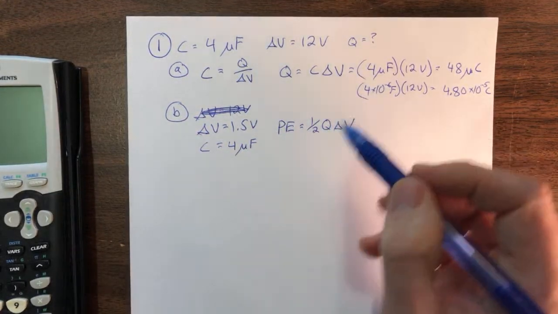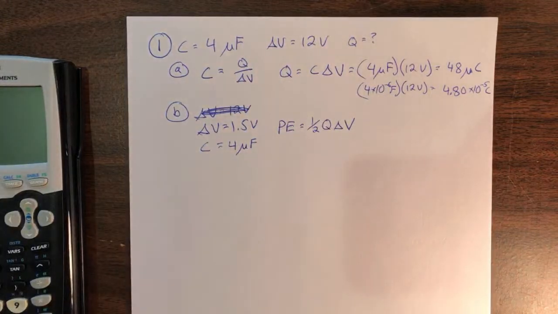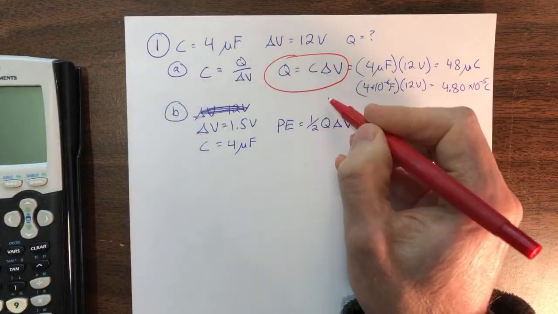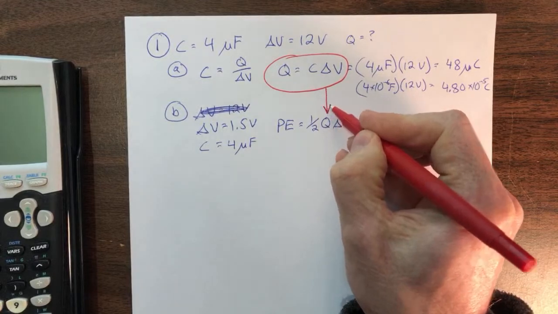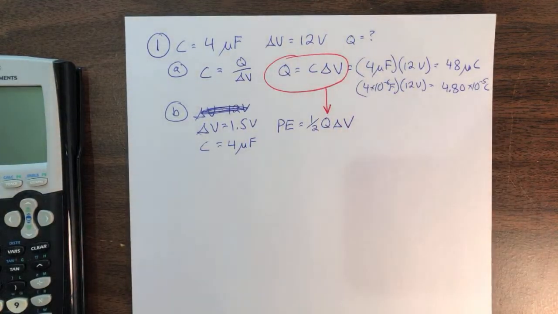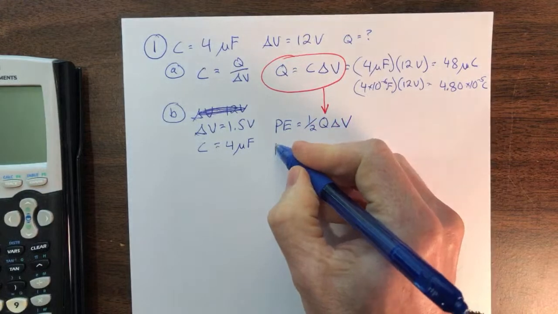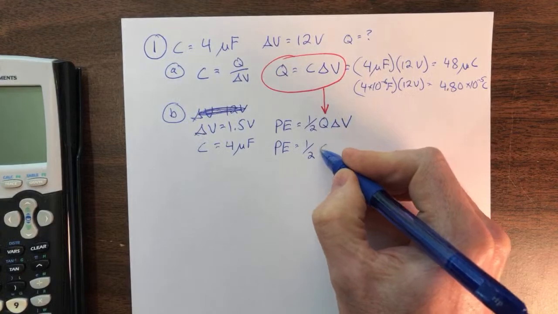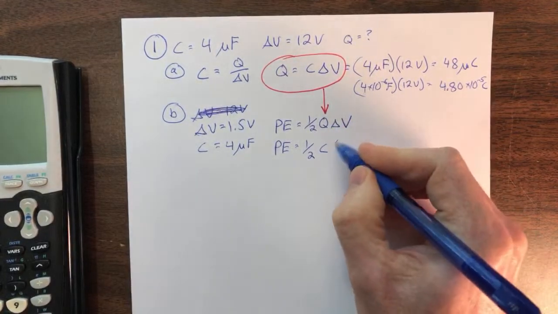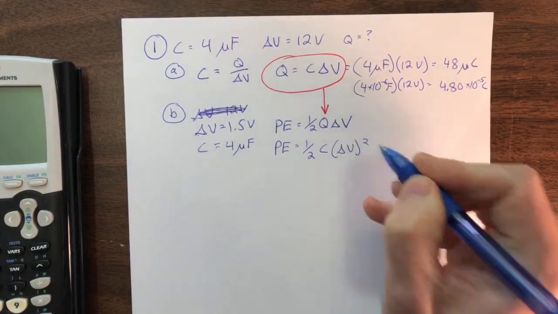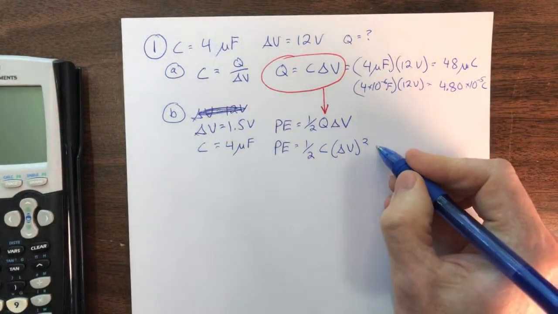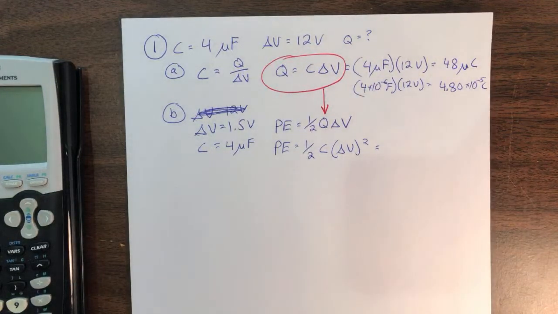So if we have an equation right here, this is our equation for Q, and what we can do is plug this right down into this equation for Q, and that's going to get us the potential energy is going to be 1/2 C delta V times delta V, so it's going to be your delta V squared. And that's going to be a way that we can calculate the potential energy stored in this particular capacitor.